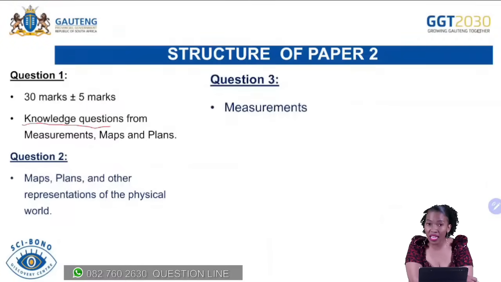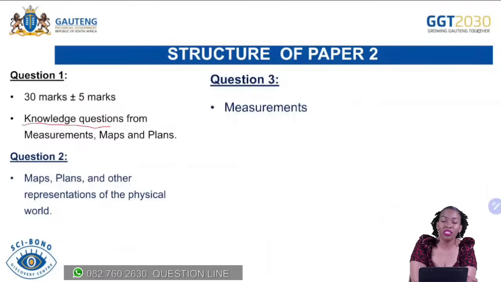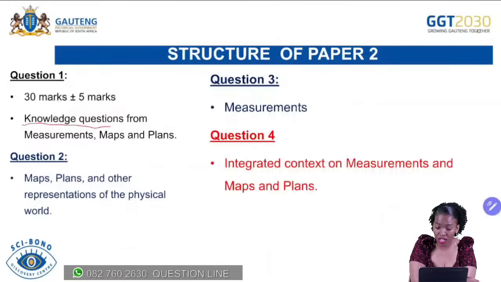And then our question 3, it is everything measurement, from your conversions, your calculations of perimeter, area, volume, surface area, everything that has to do with measurement, you must expect to find it under question 3. Like I said, remember, you must also expect to find the growth charts. So like you're calculating your BMI, you can expect to find that under the section of measurement in question 3.